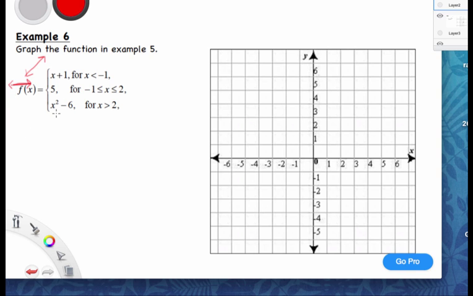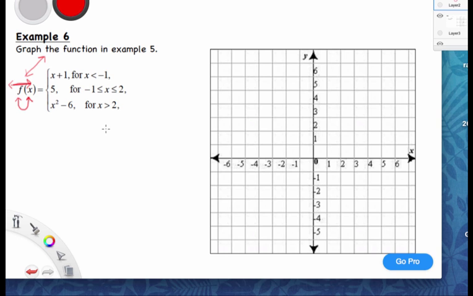And then I have my last equation in my piecewise, which is y equals x squared minus 6. And I know a positive x squared is going to make a parabola that is opening upward. So ahead of time, I know what my graphs should look like on the graph paper. I just need to make sure that I'm putting those graphs in the correct location.